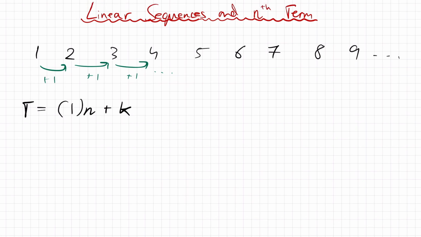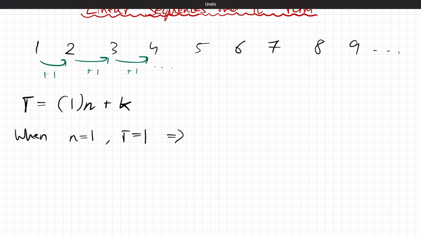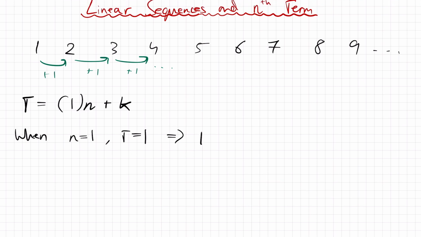So to do that, it's really easy. We just need to substitute in one of the values. So for example, when n equals 1, the first term, t is also 1. So we can substitute these values into this equation up here. We get 1 is equal to 1 multiplied by 1 plus k. So 1 equals 1 plus k.